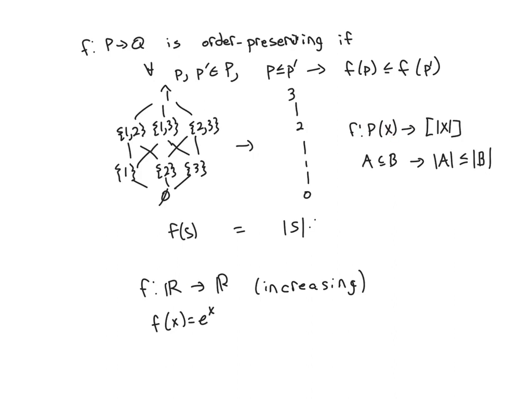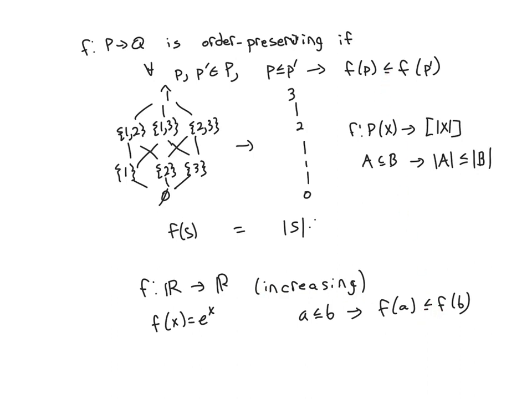As another example from calculus, any increasing function from R to R will work, is order-preserving. An example is e to the x. So remember, a function in calculus is increasing if whenever a is less than or equal to b, f of a is less than or equal to f of b. So order preserving is just a generalization of being increasing. There's also a notion of order reversing where this inequality goes the other way, and that would be the generalization of decreasing.